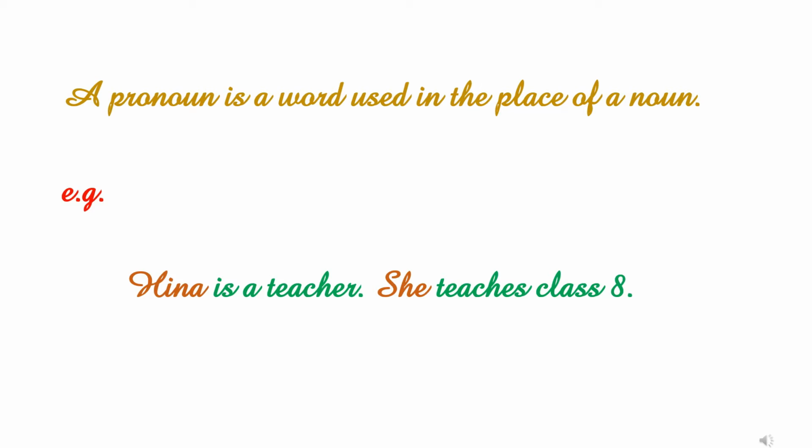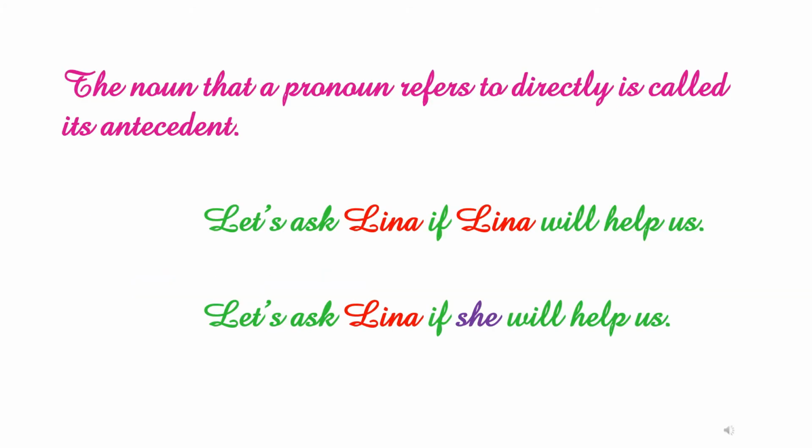A pronoun is used to replace a noun mostly because we don't wish to sound repetitive by using the same noun several times. Since a pronoun replaces a noun, it has the same functions as a noun. The noun that a pronoun refers to directly is called its antecedent.